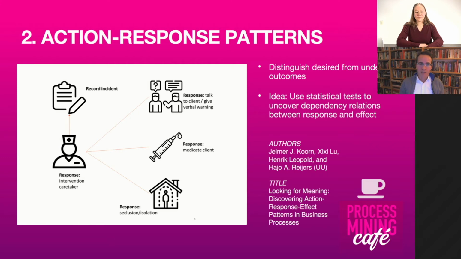But what is really interesting is to understand what kind of effects these different actions or responses lead to. Let's suppose that talking is actually more effective than isolating the patients, then this is something that you want to learn from the data. What Jelmer, together with Cici Lu and Henrik, and I've also been involved, have been working on is to look within processes for these kinds of mini patterns where you say, there's an event, there's an action, there's a response, and can we now determine what the most effective responses are in particular situations?